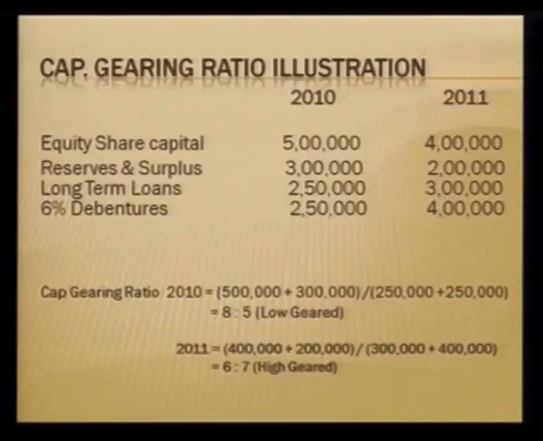Now, let me take an example to explain what we mean by highly geared and what is low geared in capital gearing. Let us assume we have been given information relating to the years 2010 and 2011 in respect of equity share capital, reserves and other items. Equity share capital for 2010 is 5 lakhs, for 2011 it is 4 lakhs. Reserves and surpluses are 3 lakhs and 2 lakhs respectively for 2010 and 2011. Long term loans are 2 lakh 50,000 and 3 lakh respectively. And the total debentures for the firm for 2010 are 2 lakh 50,000 and 4 lakh for 2011.